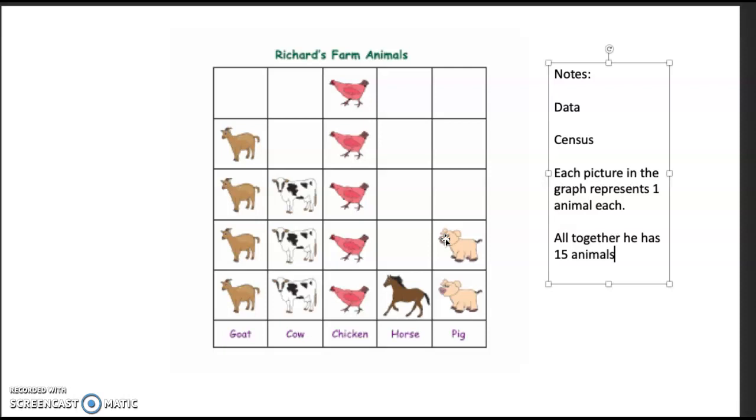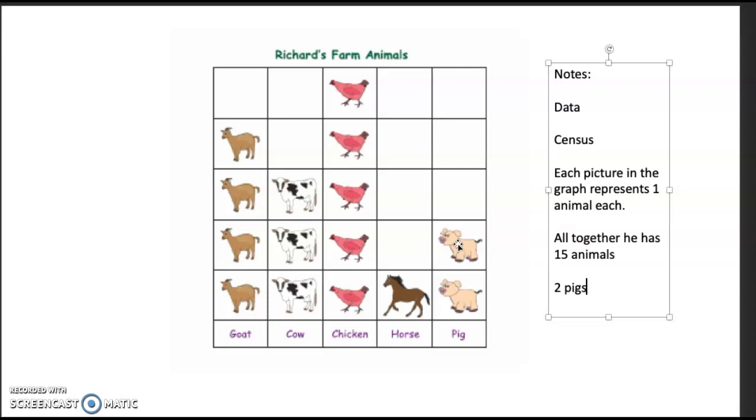Now, let's read this a little bit closer. How many pigs does Richard have at his farm? I'm going to let you tell me by reading the graph, how many pigs does Richard have at his farm? Okay, so if you did it the right way, you were going to look at the bottom, find the pig column, and then you're going to count the number of pigs. 1, 2. So he has 2 pigs.